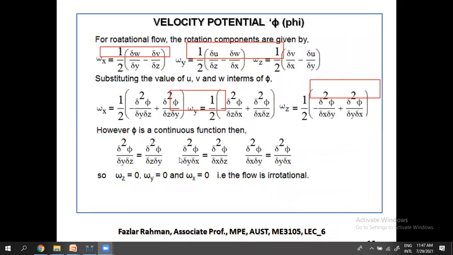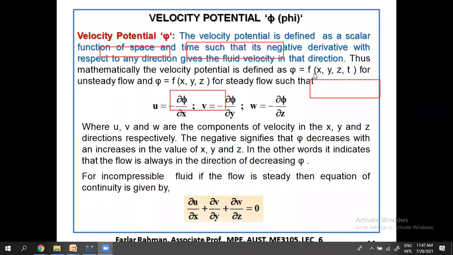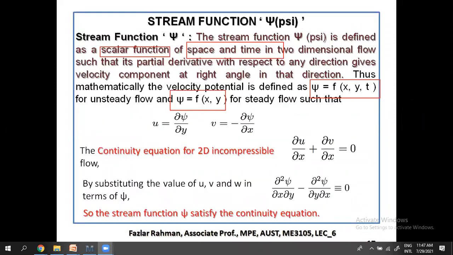If you look at the potential function, it is a function of x, y, z, and t, but the stream function is only a function of two variables, because it represents the streamline, and a streamline will always remain in a single plane. That's why they say the stream function is a scalar function of space and time in a two-dimensional flow, such that its partial derivative with respect to any direction.